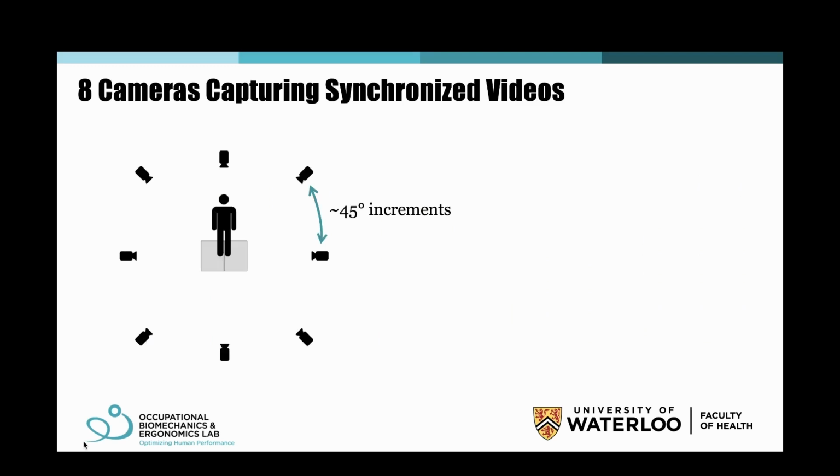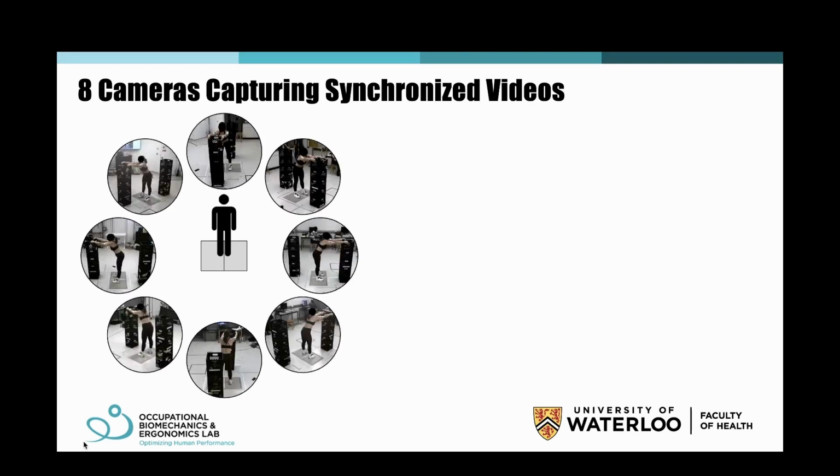So during all of the tasks in this study, we had 8 synchronized cameras surrounding the participant all the way around the room. We had anterior, posterior, and sagittal views, and then approximately 45-degree increments in between those extremes. Now, this is what those 8 cameras look like for the simulated palletizing task.